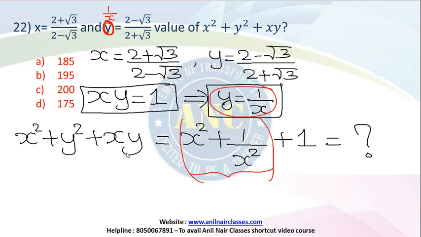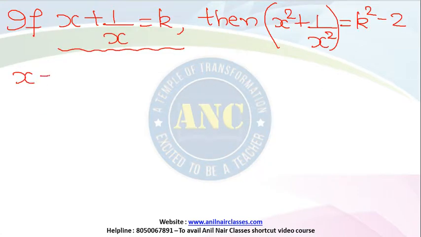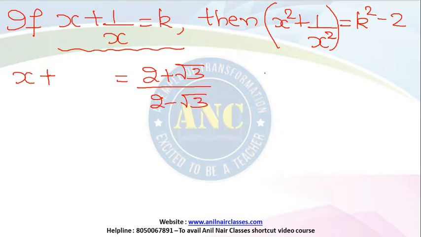So, can I say that x is nothing but 2 plus root 3 divided by 2 minus root 3. Let me write it. X is nothing but 2 plus root 3 divided by 2 minus root 3. Similarly, y is nothing but 2 minus root 3 divided by 2 plus root 3.